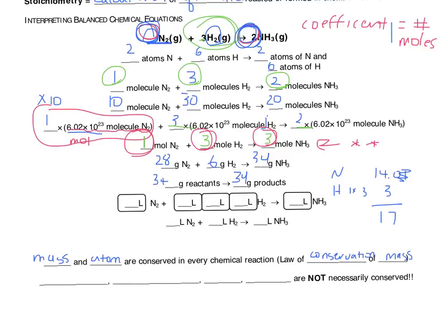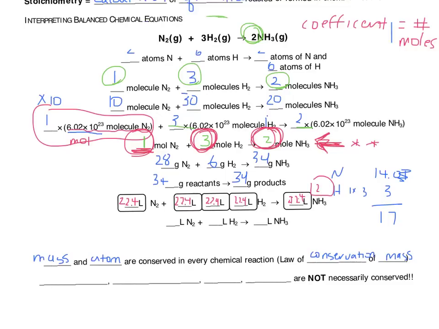Okay, what about volume? Well, we'll go back up to the balanced equation, or we can look right here again. How many moles of nitrogen do we have? 1. At STP, 1 mole is 22.4 liters. We have 3 moles of hydrogen, so there's 3 times 22.4 liters. And I actually have the wrong number there. It should be a 2, because there's a 2 right here. So 2 means there should be 2 boxes here for 22.4 liters. So I made a mistake. Okay, so total liters of nitrogen is 22.4. Total liters of hydrogen is 67.2. Total liters of ammonia is 44.8.